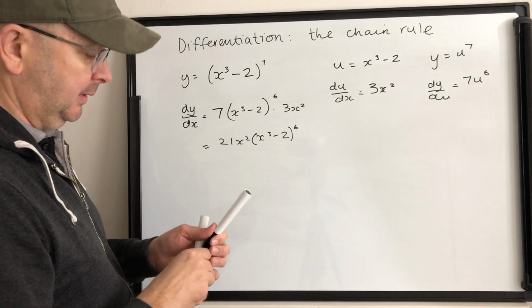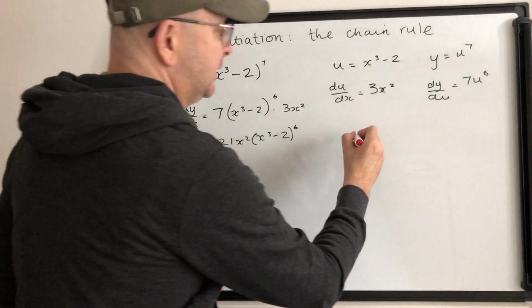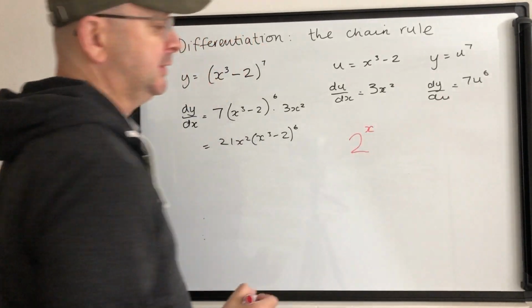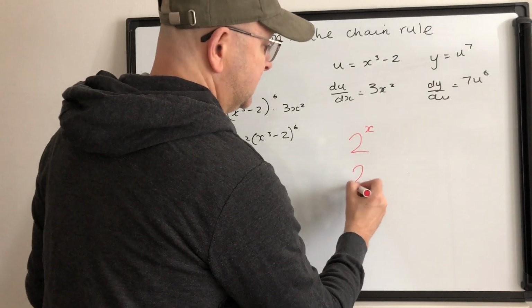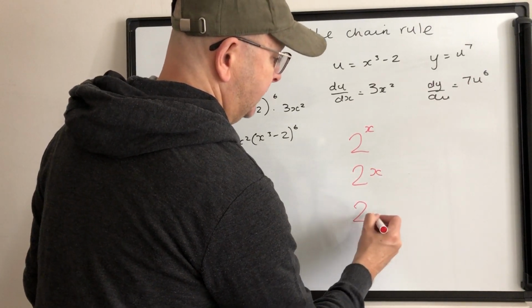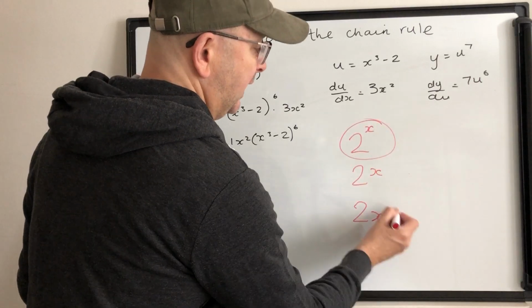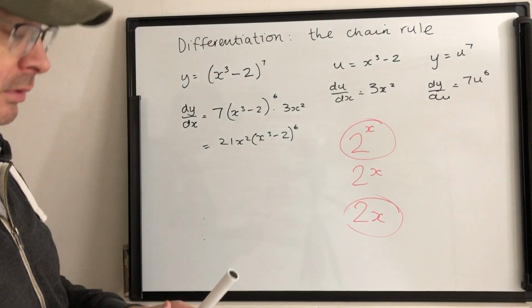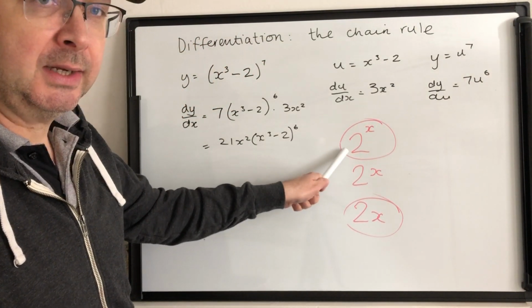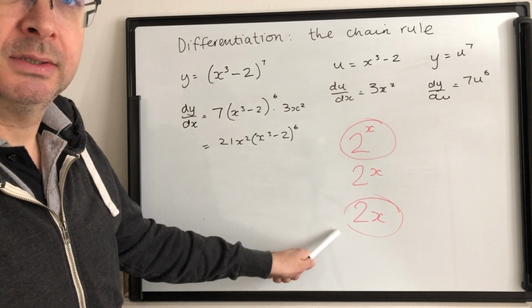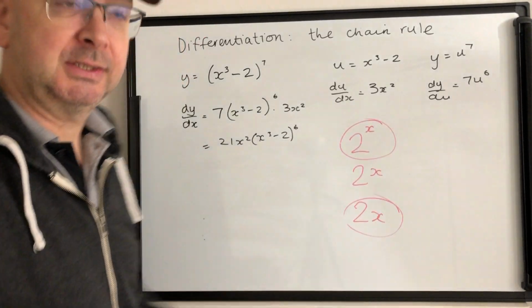Because if you say, for example, there's a little aside here, if you say that's 2x, then the next line down that'll be 2x, the next line down that'll be 2x. That and that are very different. That's 2 to the x. That's 2x. That's u to the power of 6, or u to the 6.